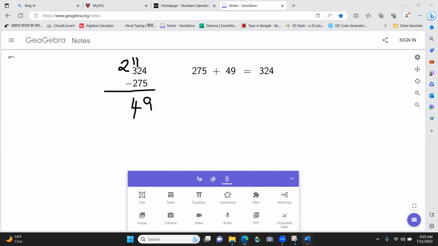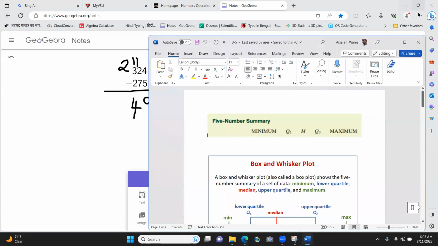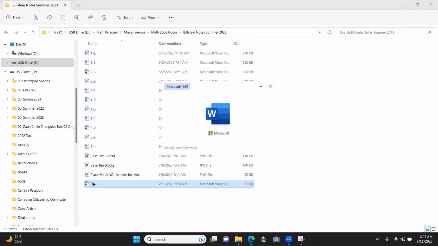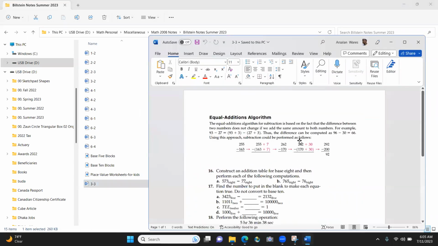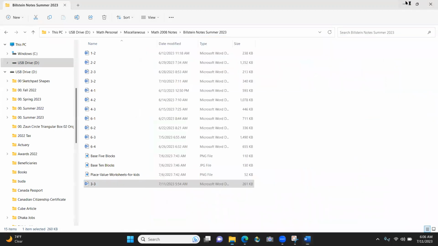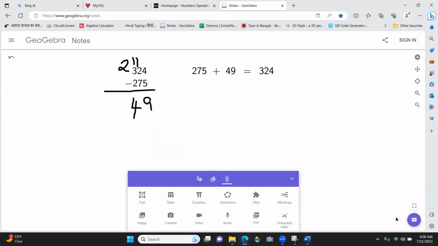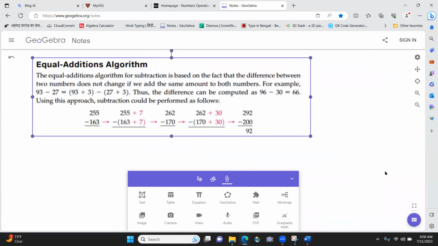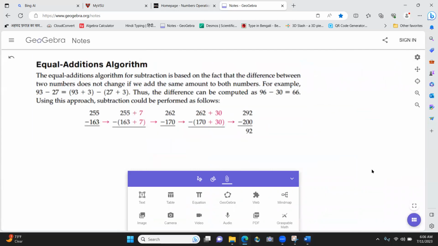So let's see how else kids subtract. There are many ways people subtract, generally young kids. Here's another one. Your book talks about a few of them, and they're nice. Take a look at them. I kind of chose this one to discuss. It's called the equal addition algorithm.